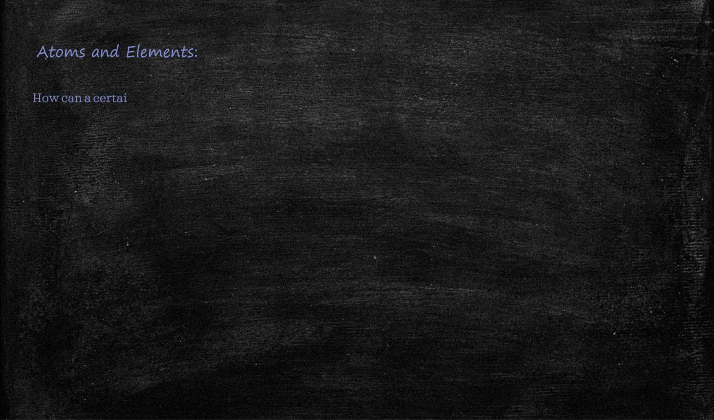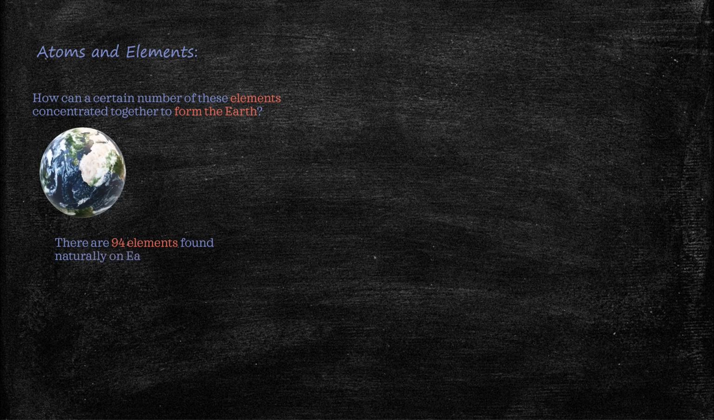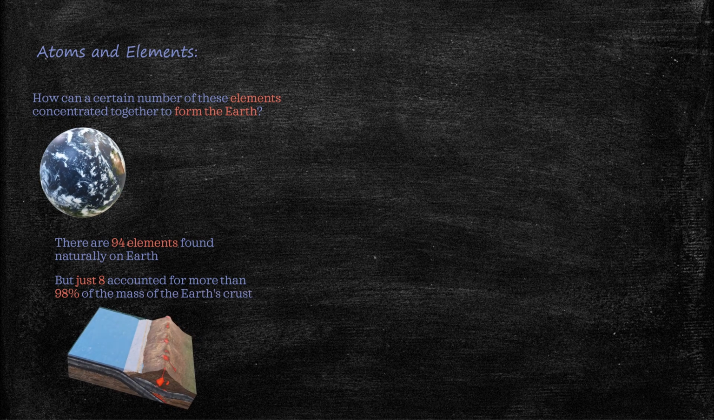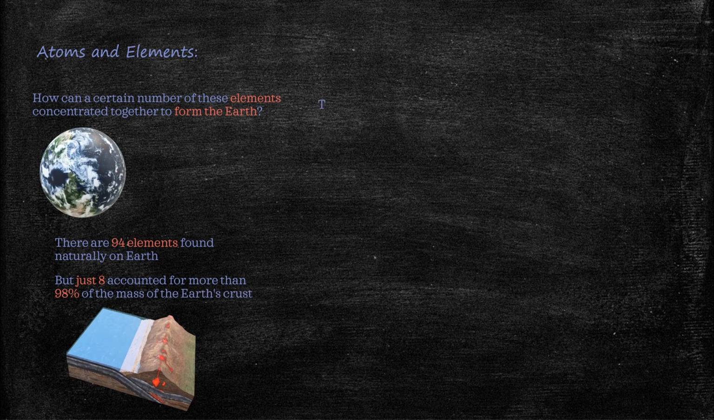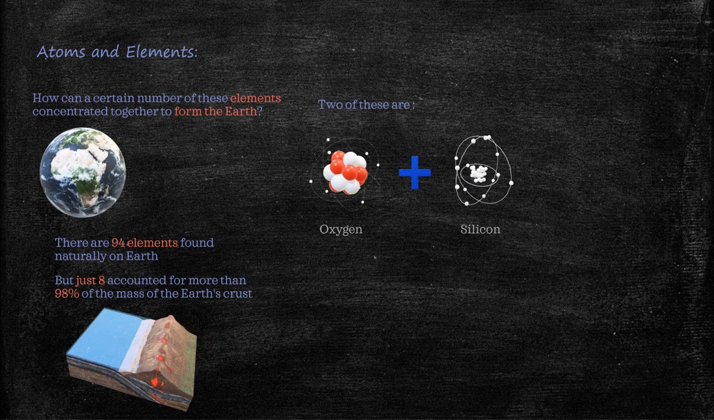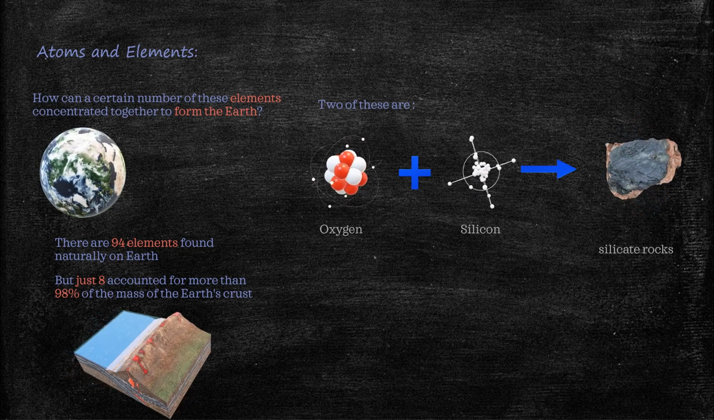But how can a certain number of these elements concentrate together to form the Earth? There are 94 elements found naturally on Earth, but just 8 account for more than 98% of the mass of the Earth's crust. Two of these are oxygen and silicon, which are bonded together to give silicate rocks that make up almost 3/4 of the crust.